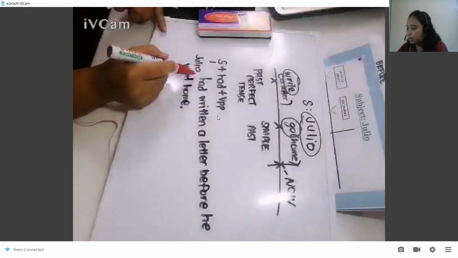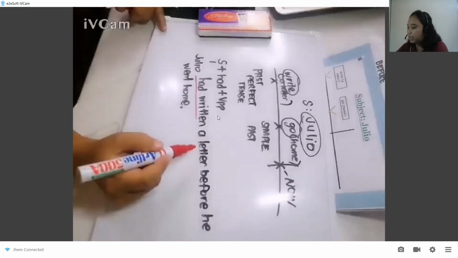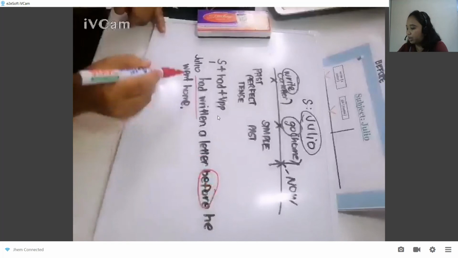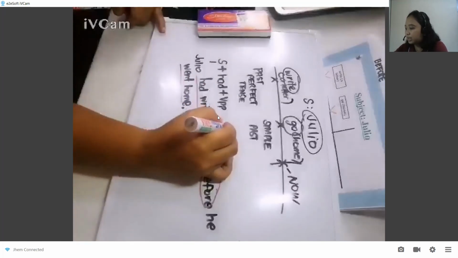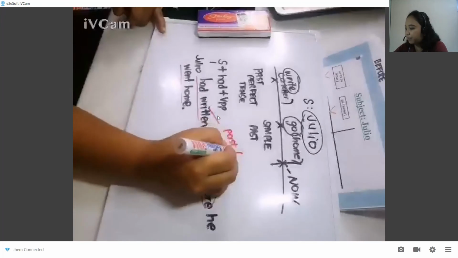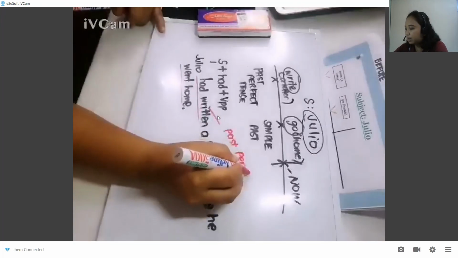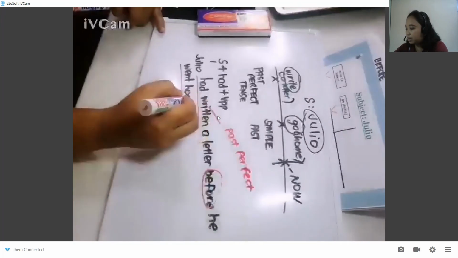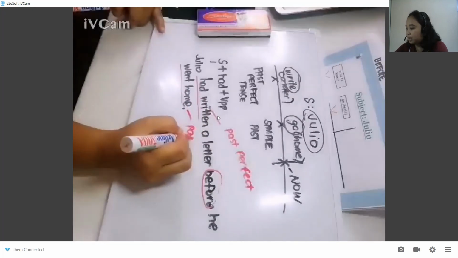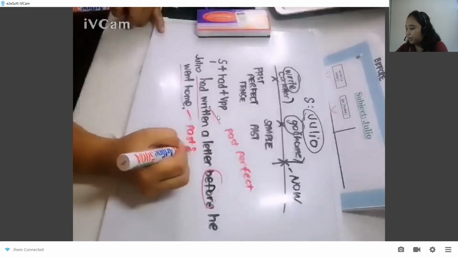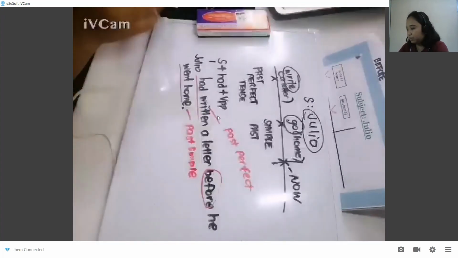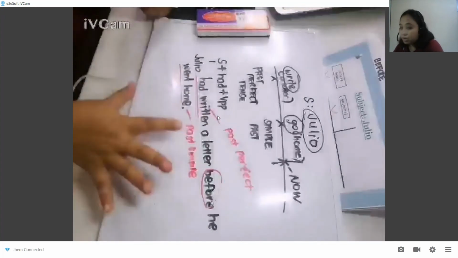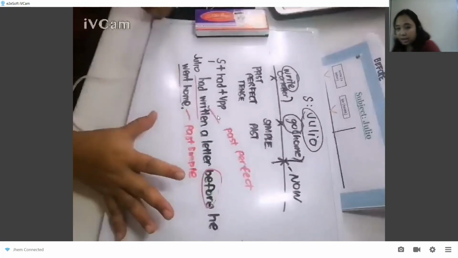So again, Julio had written a letter before he went home. This one is the sentence in the past perfect tense, while this one is in the simple past or past simple. Now, you can also write this the other way around.